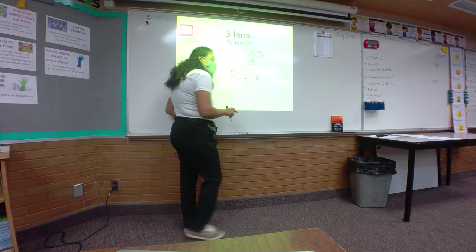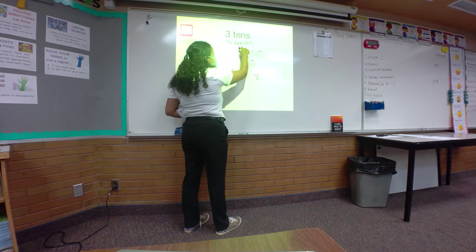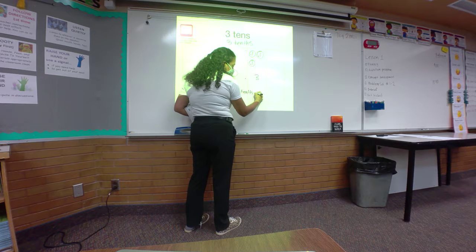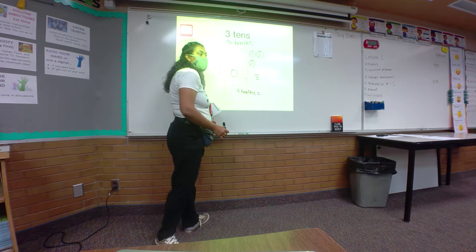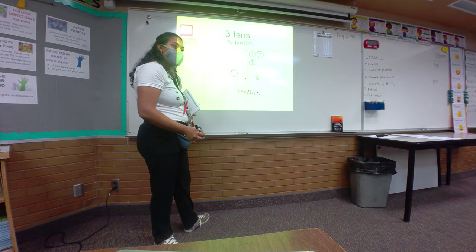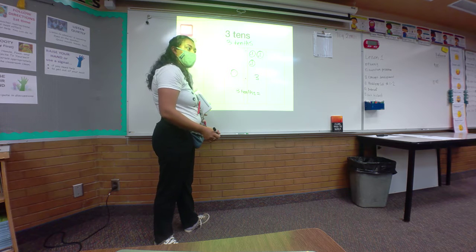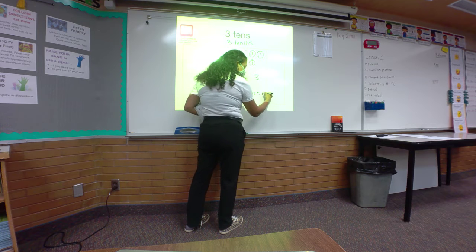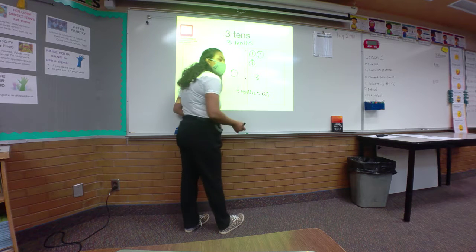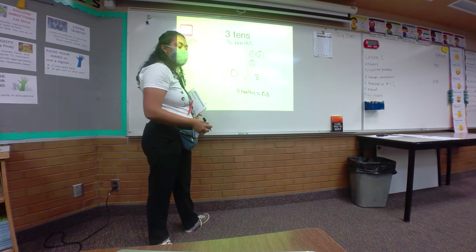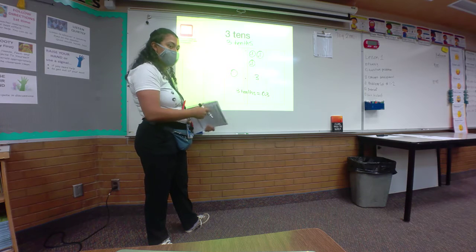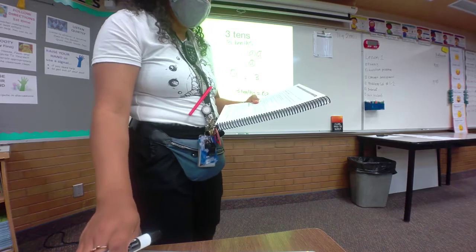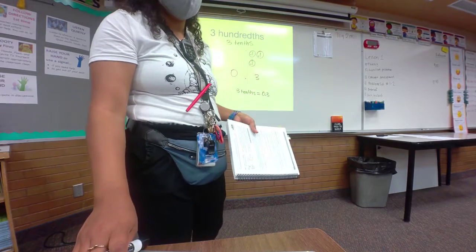Okay, so now let's write our connection. So 3 tenths is equal to, how do we write it in numerical form? 0 decimal 3. Okay. All right, go ahead and wipe off your board. Let's try it with hundreds.